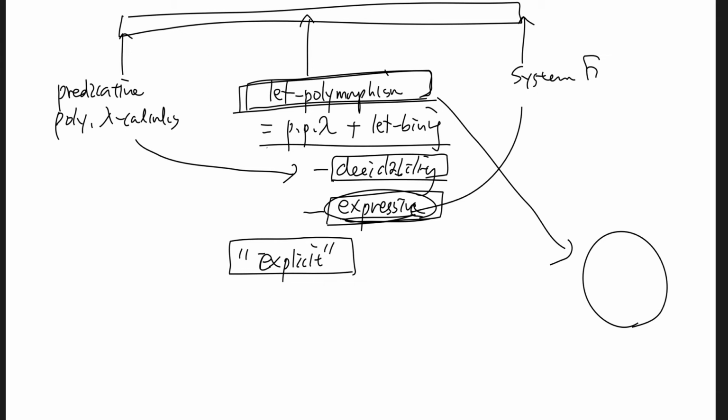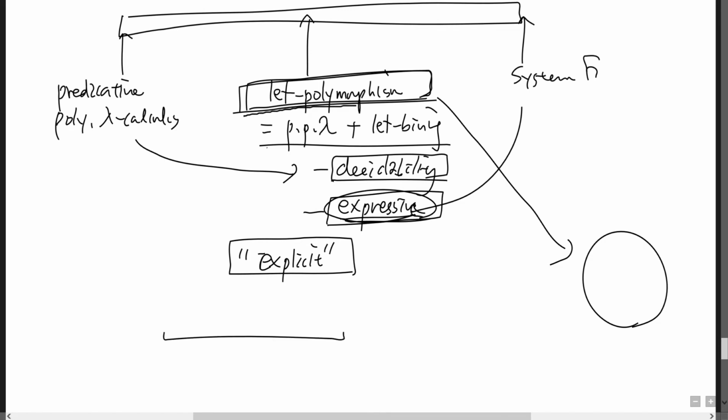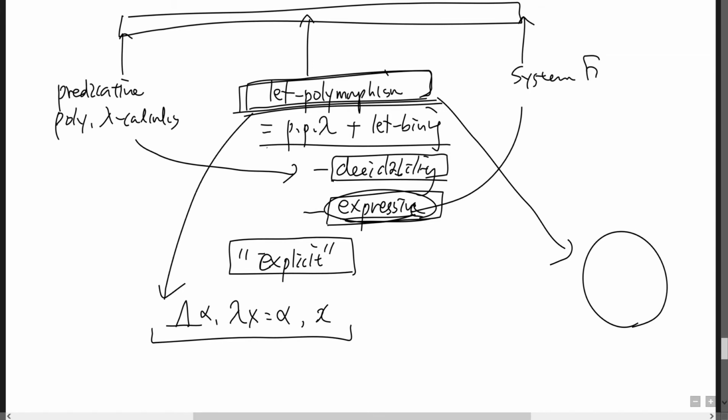So for example, in order to create the polymorphic identity function in let polymorphism, you have to explicitly declare type variable alpha with this type abstraction, and then you declare variable x with type alpha. So here we explicitly annotated the variable x with type alpha, and then the body is x. So this is the way that you create the polymorphic identity function in let polymorphism, where everything is explicit. You explicitly declare the type variable, you explicitly annotate variable x with its type alpha. So in this way, we explicitly create this expression with the polymorphic type, for all alpha, alpha arrow alpha.